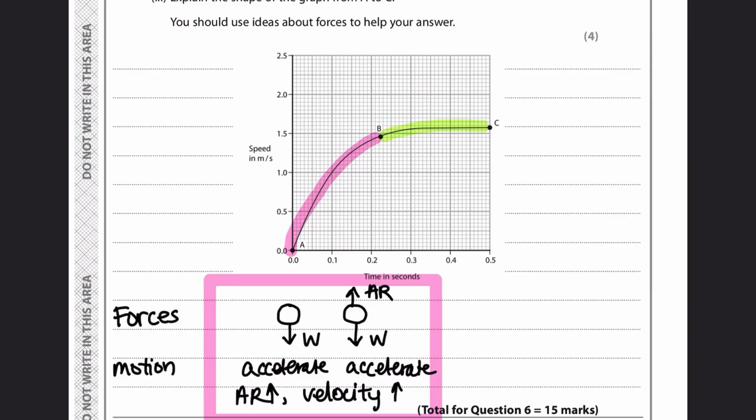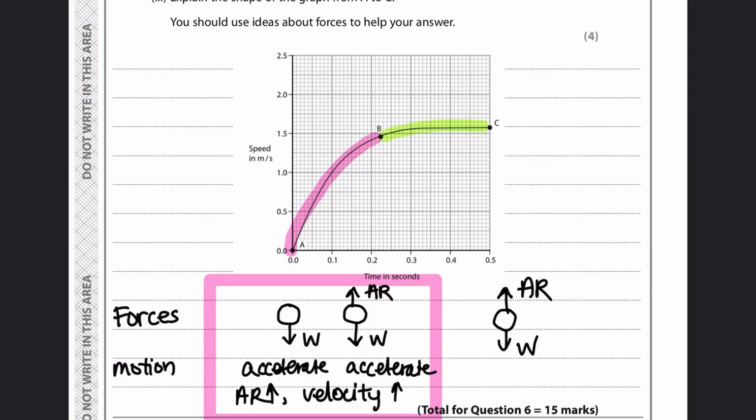So at the green box, imagine if sometime later, so this moment now, the weight is still the same because, again, our apple has not lost or gained any weight. And at this point, the air resistance increased a little bit more. See how this arrow is a little bit longer than the previous arrow. And it now is equal to the weight.